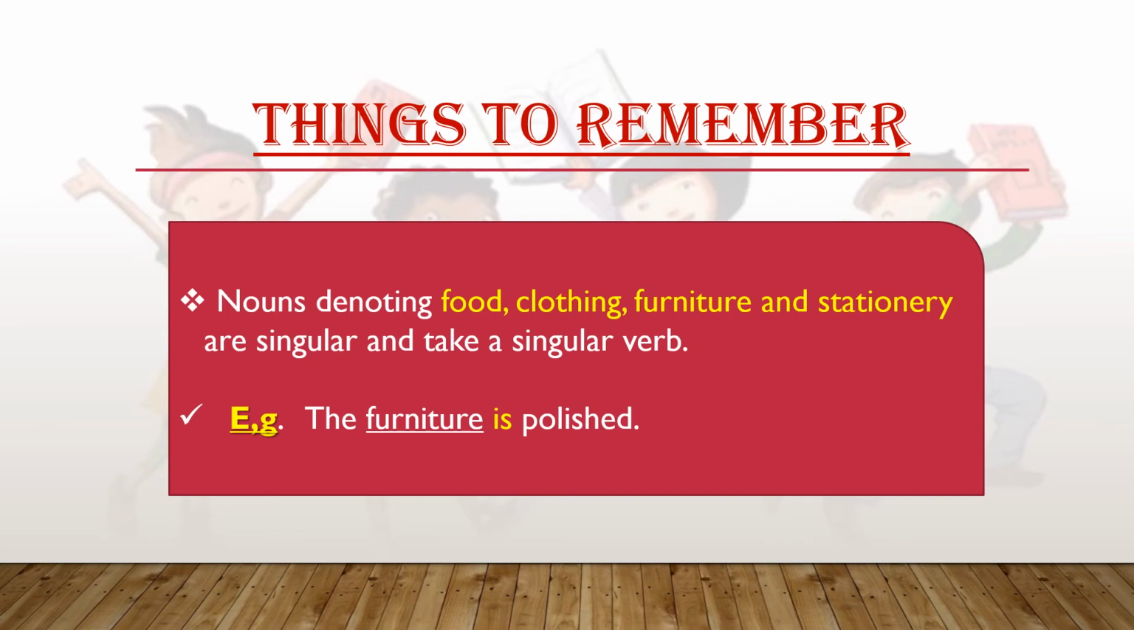Now let us discuss certain points that you need to remember for subject-verb agreement. Point number 1. Always remember nouns denoting food, clothing, furniture and stationery are singular nouns. That means they are singular subjects and will always take a singular verb. Look at the example given here. The furniture is polished. Here the subject is the furniture, and furniture is always considered as singular. That is why we have used a singular verb over here, that is, is.